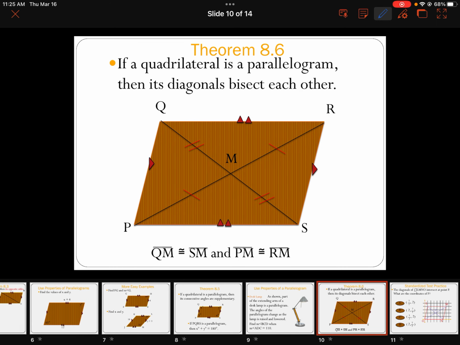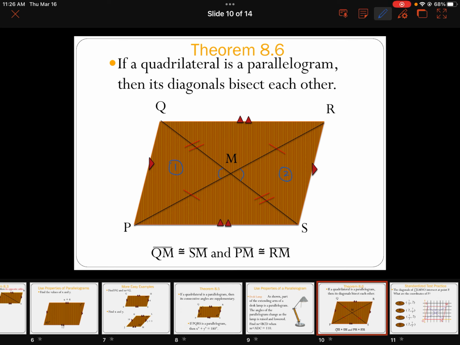Theorem 8.6 tells you something new. If you have a parallelogram and you draw both diagonals on the shape, the diagonals actually bisect each other. Okay, so that's kind of useful. You also know that you have some vertical angles here. So if I was to call this little triangle, triangle 1, and this little triangle, triangle 2, does it make sense that the triangle on the left and triangle on the right are congruent by side angle side?